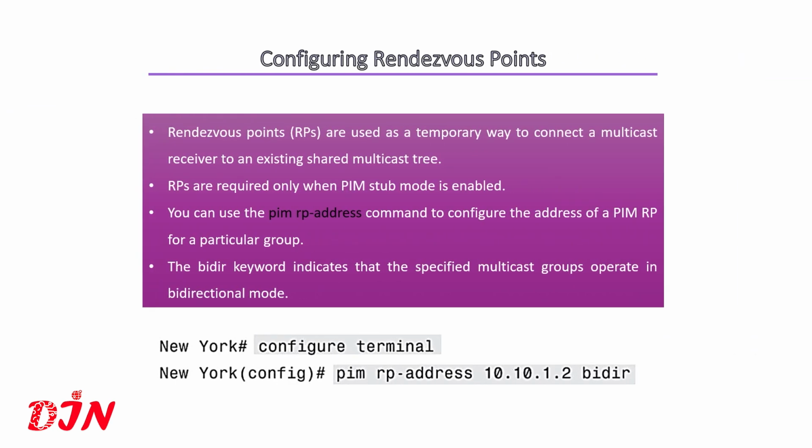Configuring rendezvous point. Rendezvous points are used as a temporary way to connect a multicast receiver to an existing shared multicast tree. RPs are required only when PIM sparse mode is enabled. If using the CLI, you can use the pim rp-address command to configure the address of a PIM RP for a particular group. Example demonstrates how to configure a PIM RP for a particular group. In the example, the bidir keyword indicates that the specified multicast groups operate in bidirectional mode. If the command is configured without these options, the specified groups operate in PIM sparse mode.